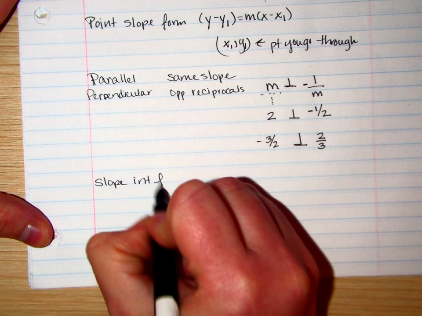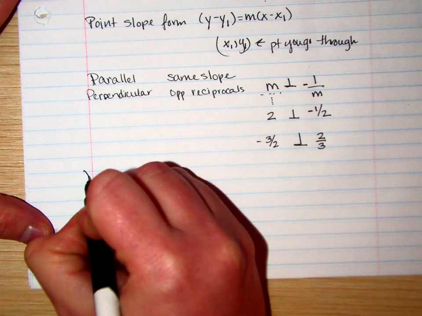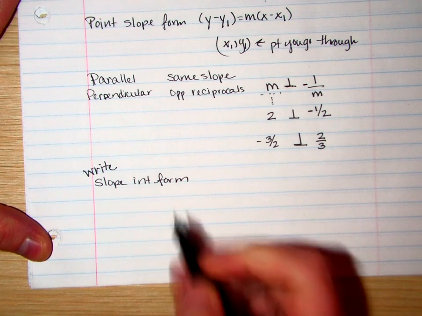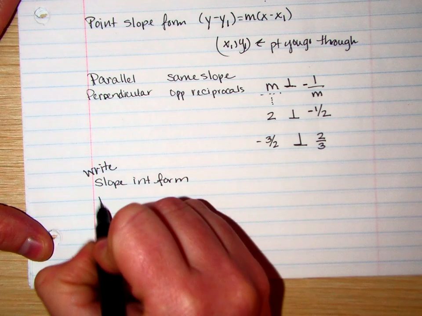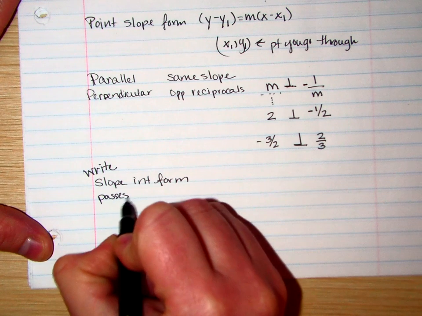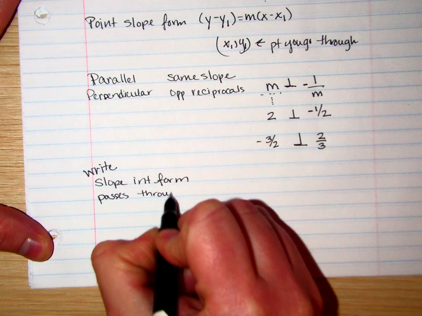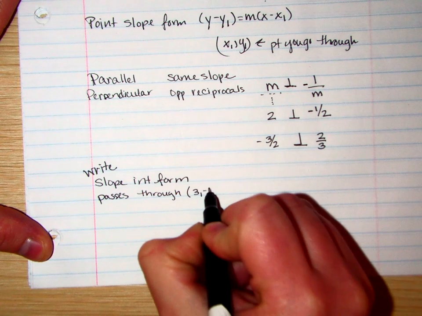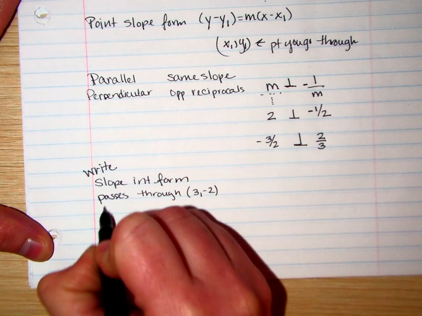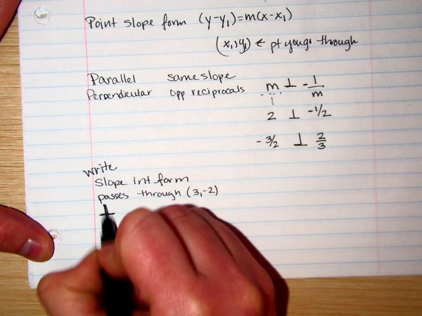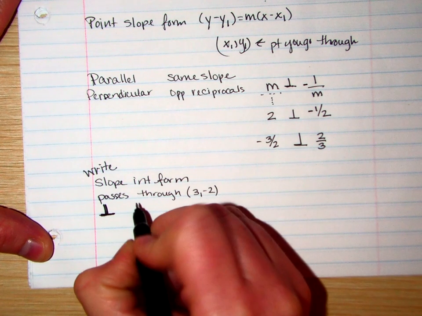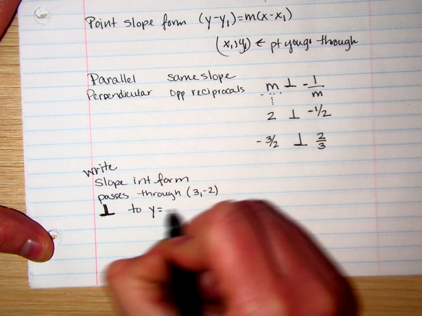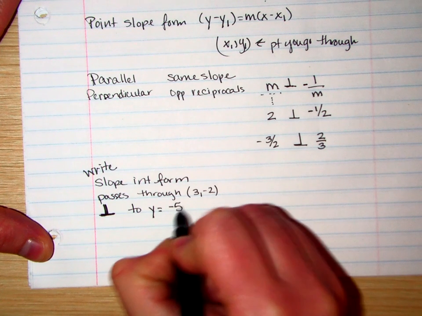So I need to write it in slope-intercept form. It passes through the point 3, negative 2, and it is perpendicular, upside down t means perpendicular, to the equation y equals negative 5x plus 1.